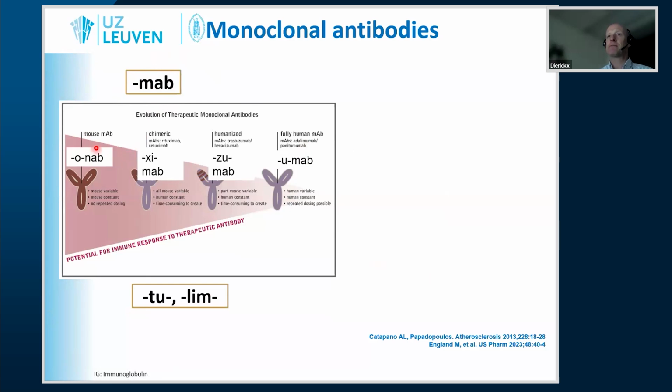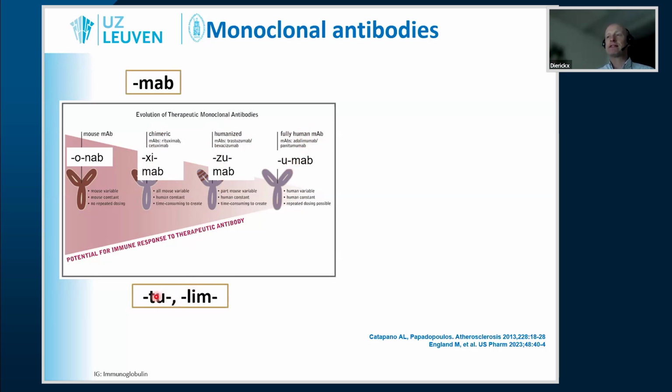The first one is the source of the monoclonal antibody. So initially, all monoclonal antibodies were made from mouse antibodies, and then the O is added, so OMAB. Then it became partially humanized, so it was chimeric, that's the XIMAB, or even more humanized, then it's ZUMAB, or it's fully human monoclonal antibodies, then it's UMAB.